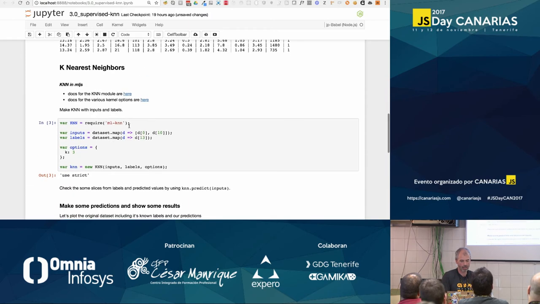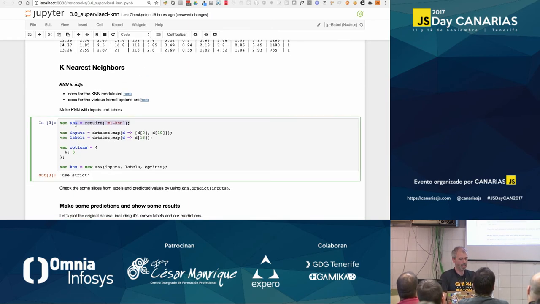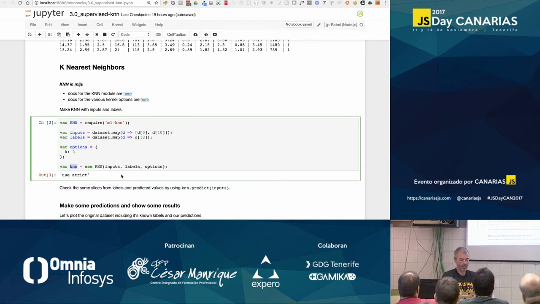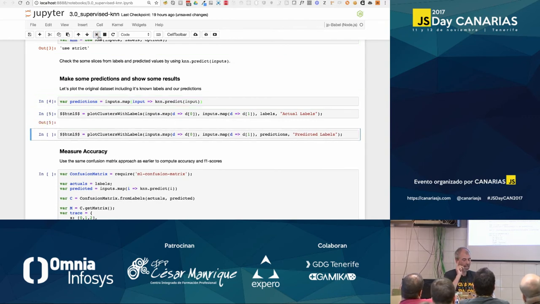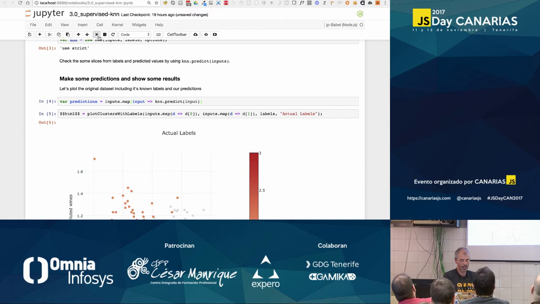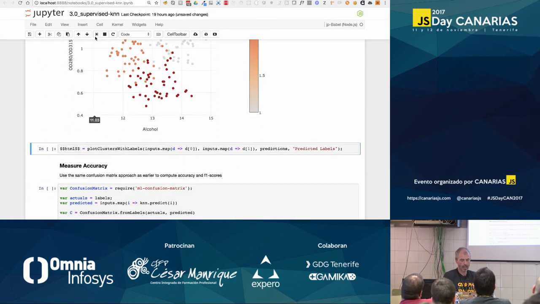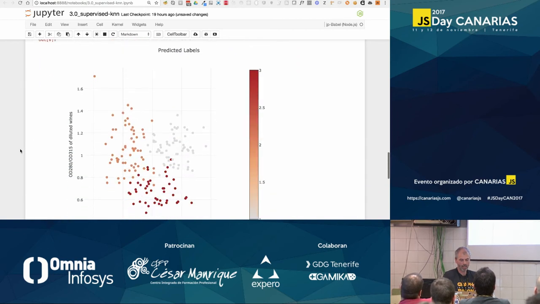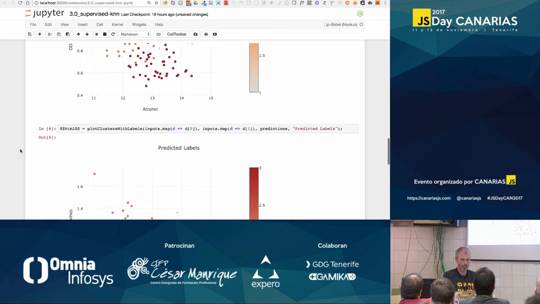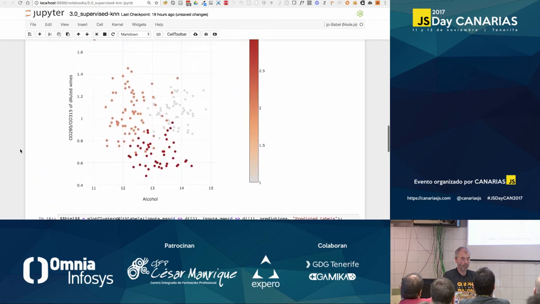The training is simple. You just require ML, K, and N. Inputs, labels, go for three nearest neighbors, generate the KNN, make some predictions. Now, the first plot is the actual answers for the training set. The second plot, and I can't get them side by side, is the predicted. And it's done pretty well.